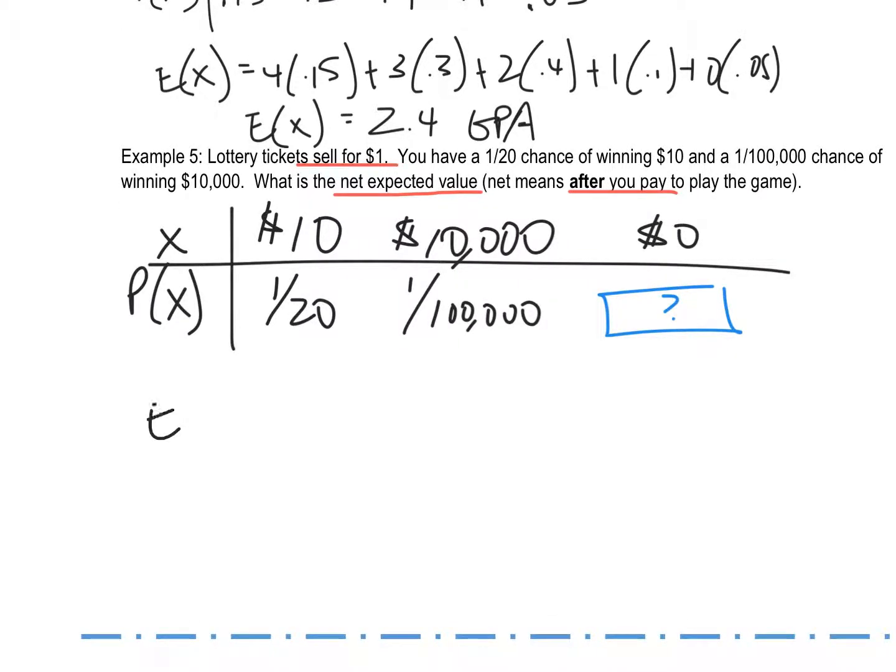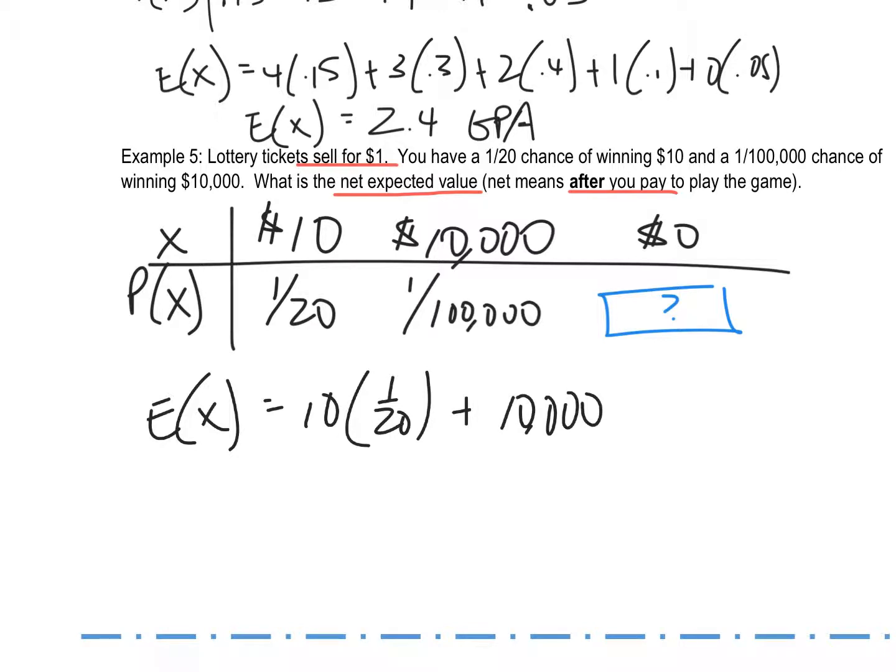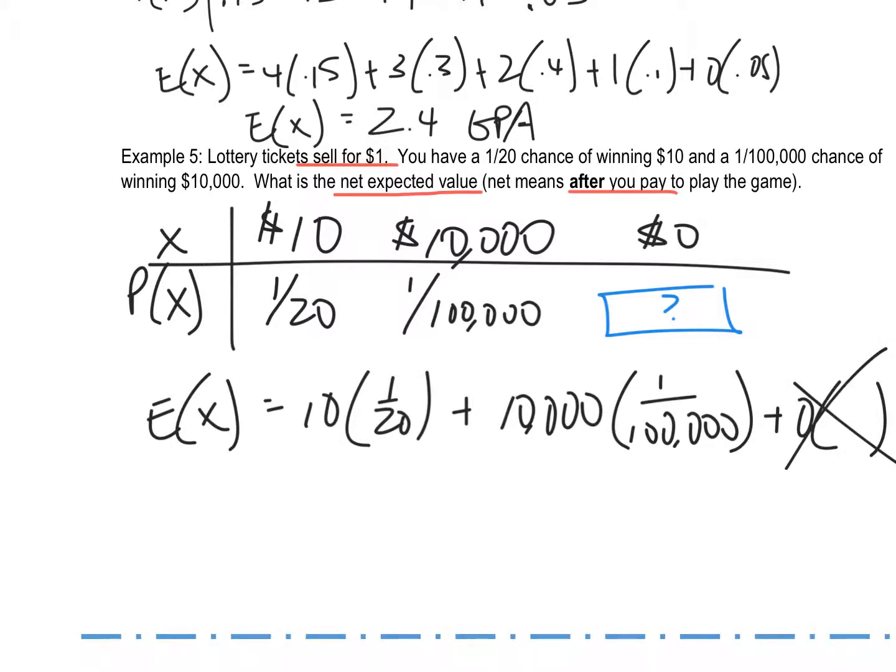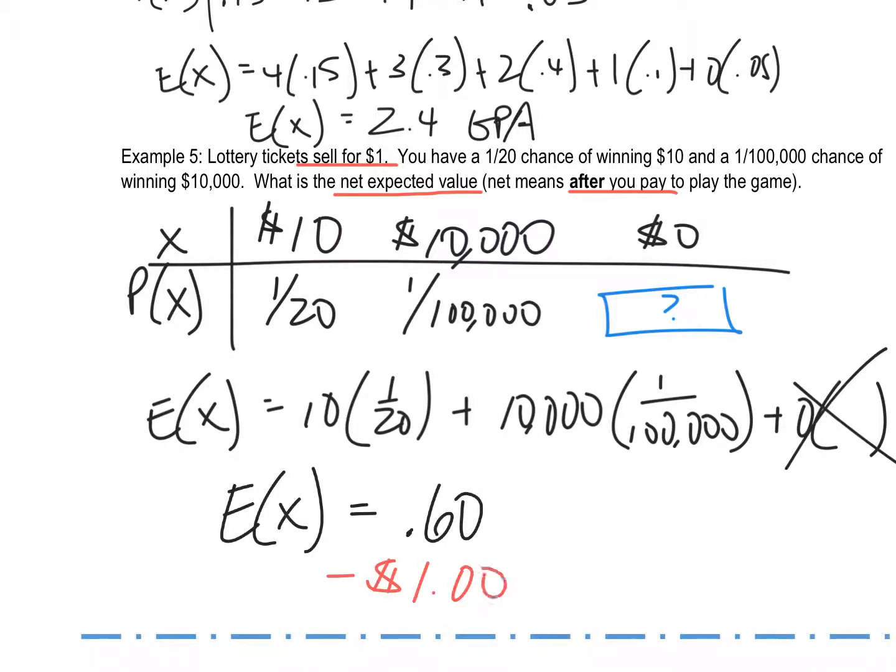I'm just going to come up with my expected value here, which is $10 times 1/20 plus $10,000 times 1 over 100,000, plus 0 times something. Nobody cares what that something is. Okay, crunch that number, and we end up expecting to win in this lottery 60 cents. So great, we won 60 cents, right? But remember, we paid $1 for the ticket. So you actually ended up losing 40 cents playing this game.